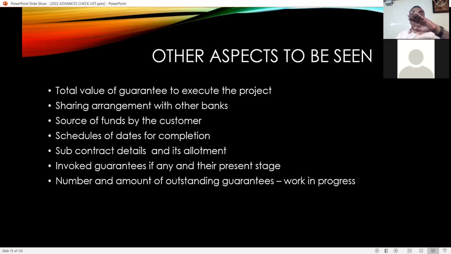Guarantees have been invoked, bankers have paid, but the borrower has not paid the amount. So all these details you have to find. And what is the number and amount of outstanding guarantees? That is work in progress.